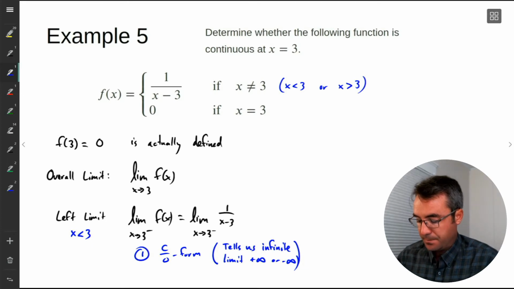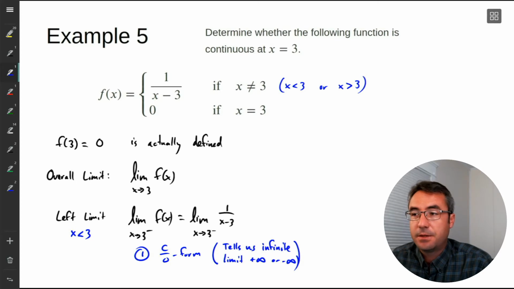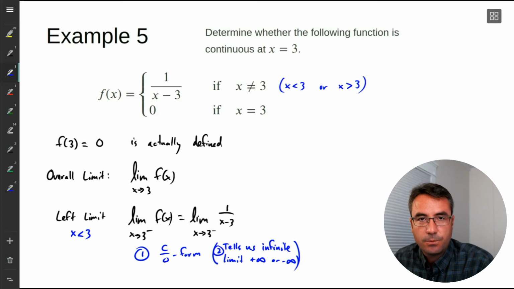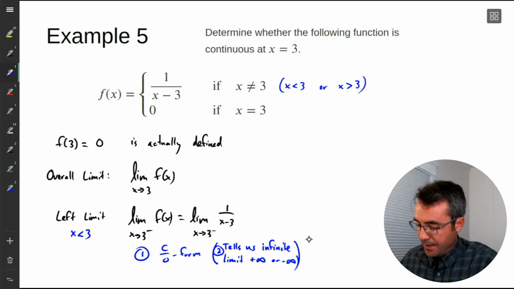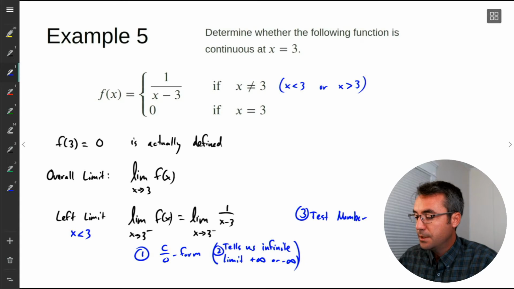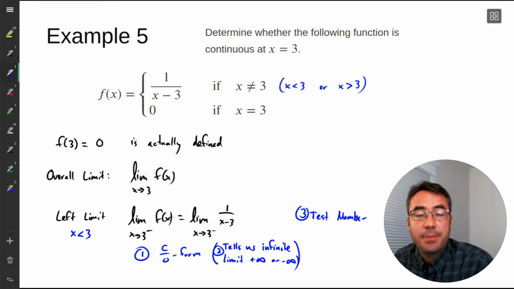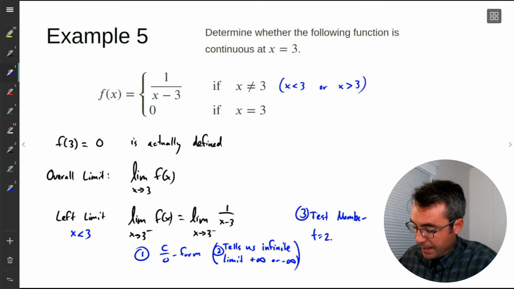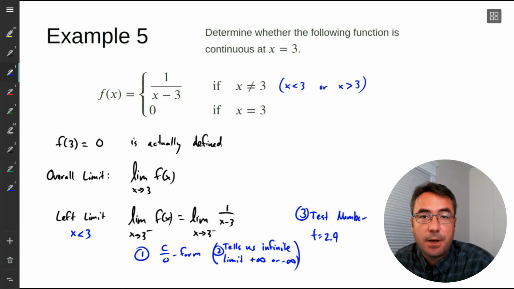So, first step for calculating this limit here is to recognize that we have a c over 0 form, which we just do by plugging in, seeing what we get. Step 2 is just interpreting that. So we know we have an infinite limit now. And then part 3 is going to be test number. So x is less than 3, so we want to pick some test number that's close to 3 but slightly smaller.